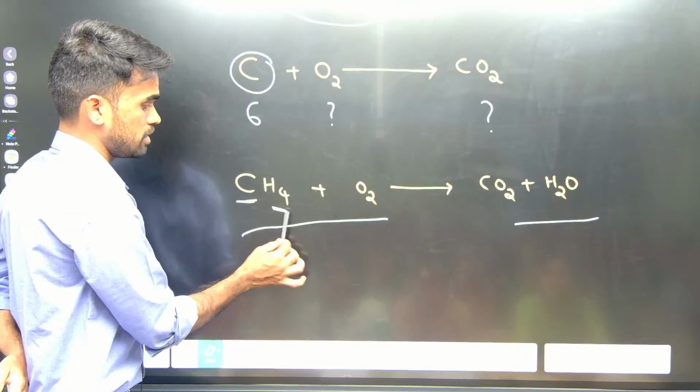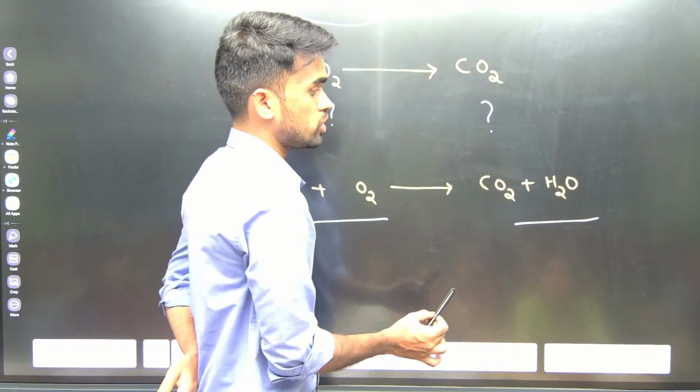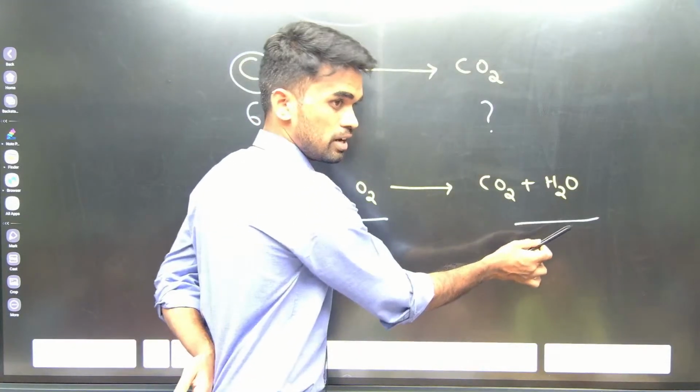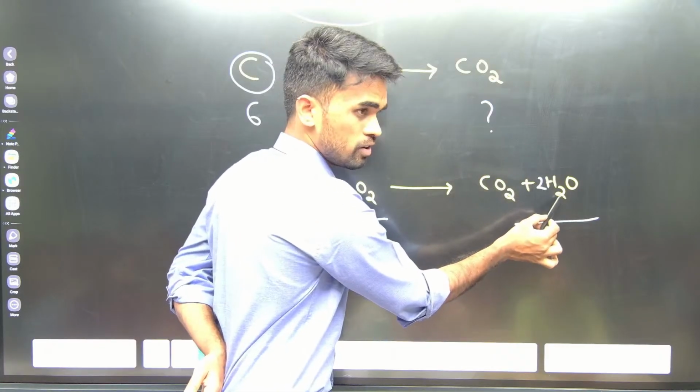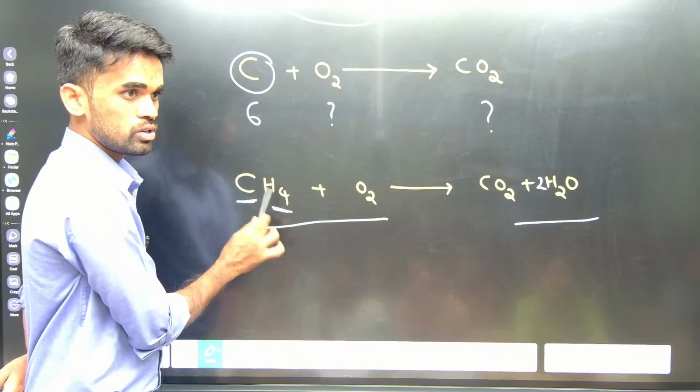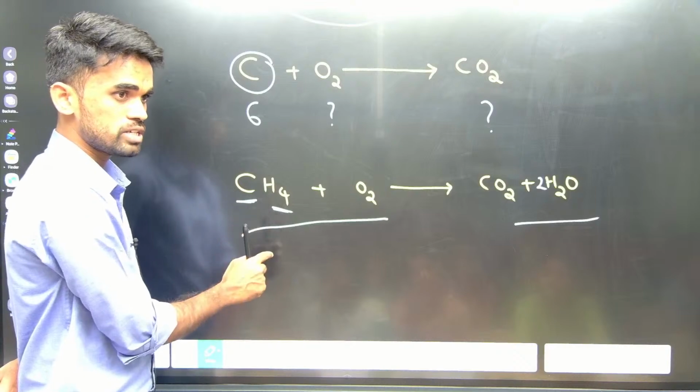Next, what about hydrogens? Here how many are there? 4. There? 2. So where is it less? Product side. How many are less? 2. So if I multiply this with 2, 2 to the 4, here also 4. So carbons balanced, hydrogens balanced.